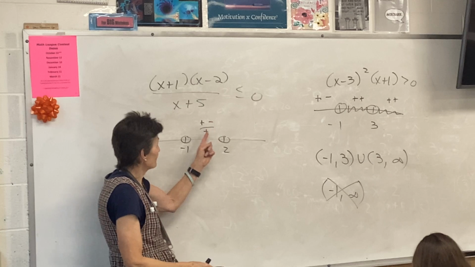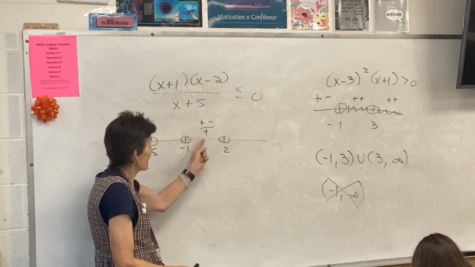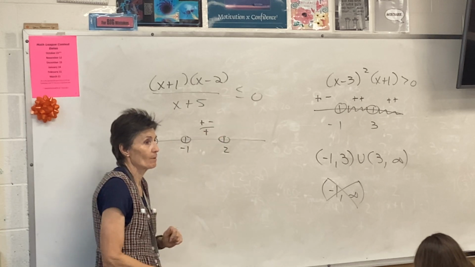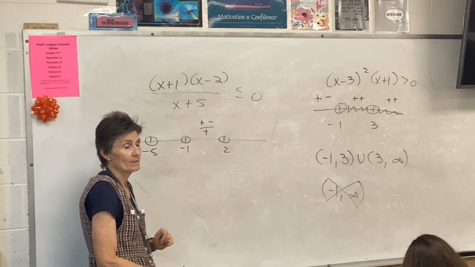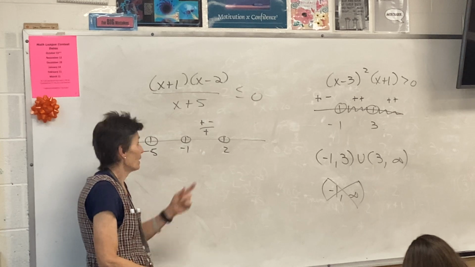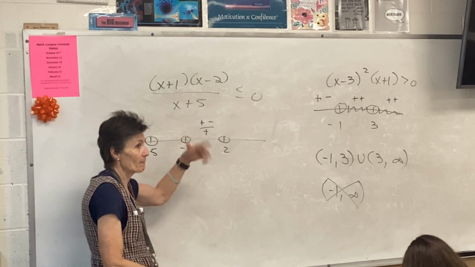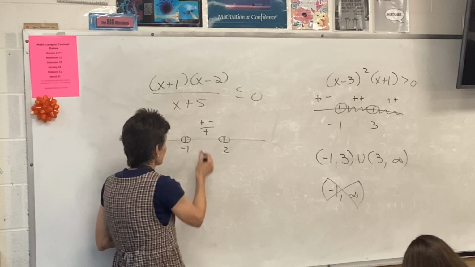Positive times negative divided by positive. Does that turn out to be less than 0? Yeah, that's negative. Positive times a negative is a negative, divided by positive is still a negative. So this is negative.